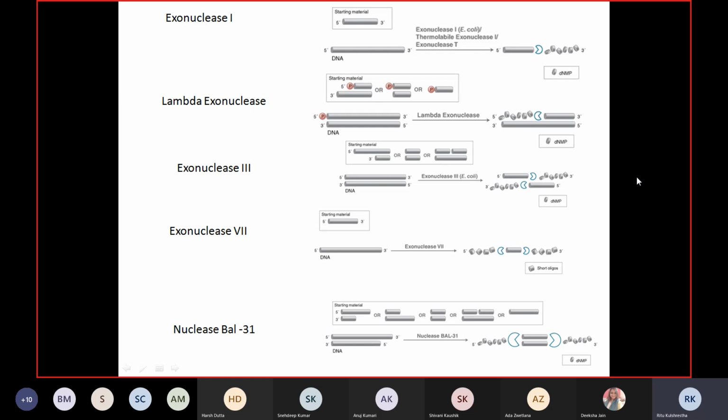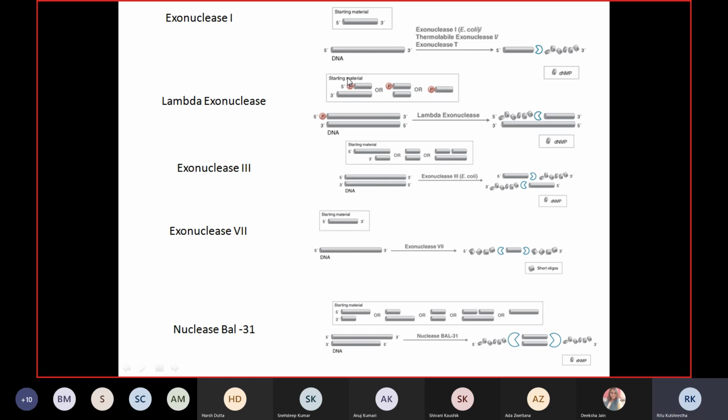Yeah, coming to, please see this slide very carefully. We have so many different types of exonucleases that have been listed here. Let's see how they differ. First thing that you can see is that the starting material differs between various exonucleases. Some act on single-stranded DNA. Some can act on double-stranded DNA, be it the blunt end, be it a staggered end, or be it single-stranded DNA, right?